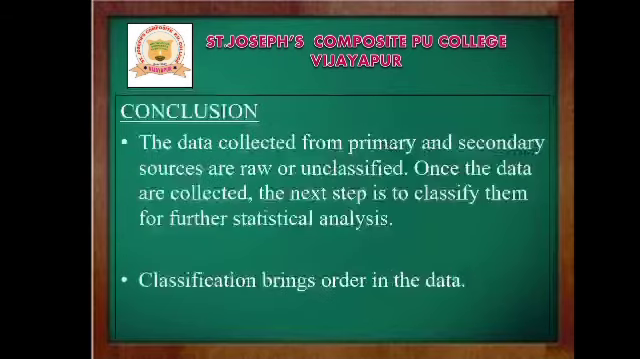Now we'll conclude this chapter here. Thus we can say that the data collected from primary and secondary sources are raw or unclassified. Once the data are collected, the next step is to classify them for further statistical analysis. This chapter gives an idea about classification and brings order to the data. So this is the chapter on organization of data.